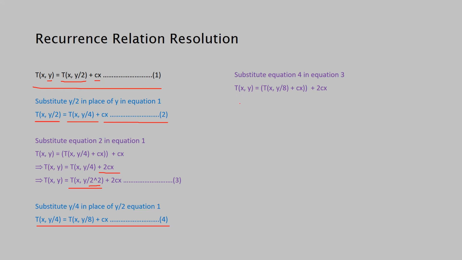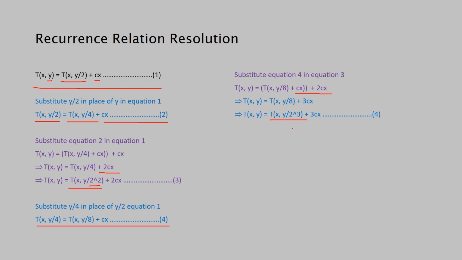T of time taken for x and y is equal to time taken by x and y by 8 plus cx plus 2x plus 2cx, and this can be rewritten as this. We just added up this, and we can rewrite it further as this: time taken for x and y divided by 2 raised to the power of 3, and we can give it an equation number of 4.